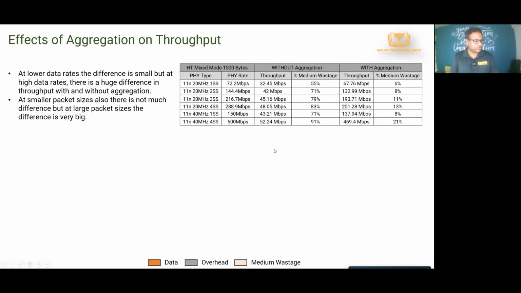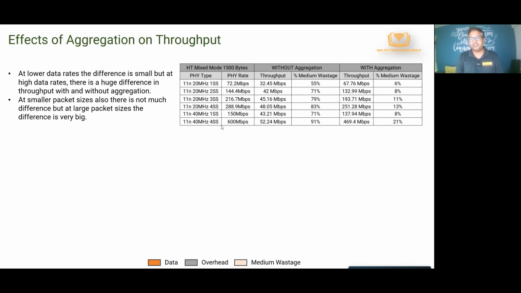So one of the things I'd like to show here is the effects of aggregation on throughput. Again, I took this from some research. I don't know if it's a research paper. Someone did some analysis on this, which I thought was pretty cool. I put it in the reference list here. But if you look at how aggregation affects the throughput, you can find it very interesting here.